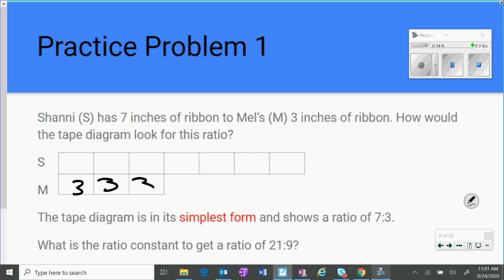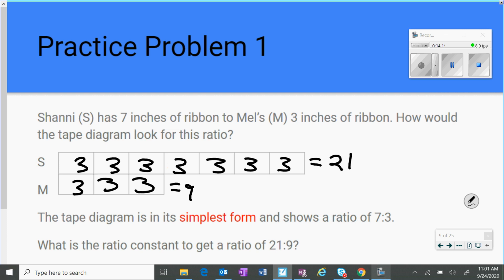You would put your ratio constant there. That will equal the 9. Then you would put the same numbers in the 7 boxes on top. And that will give you your other number. See how that works? So once you get your ratio constant, you put that ratio constant in all of the blocks, and then all you have to do is add them up, or you can multiply them depending on how you want to do it.